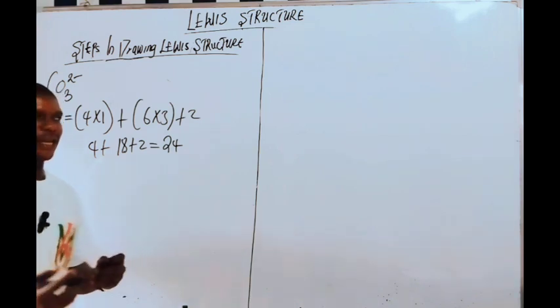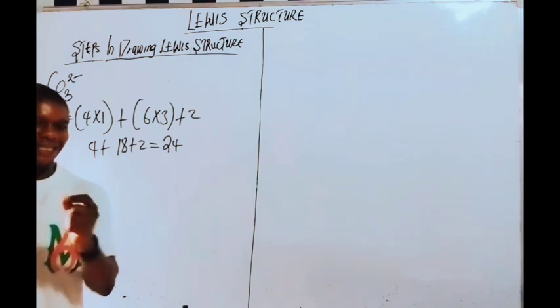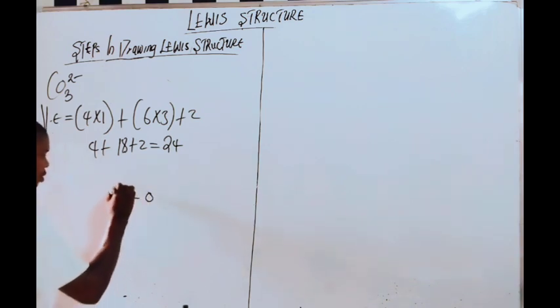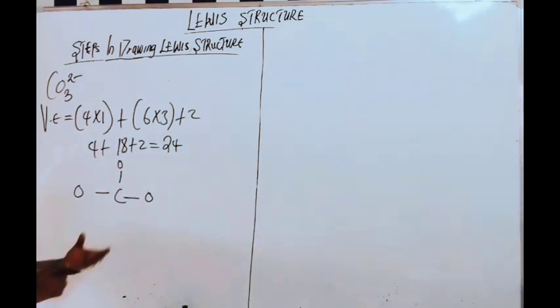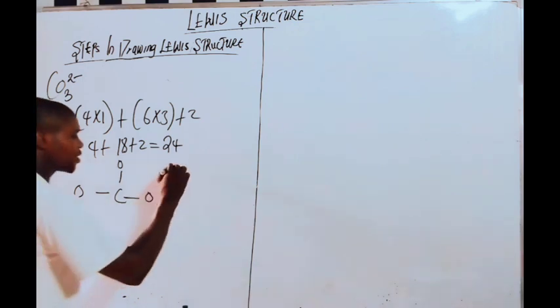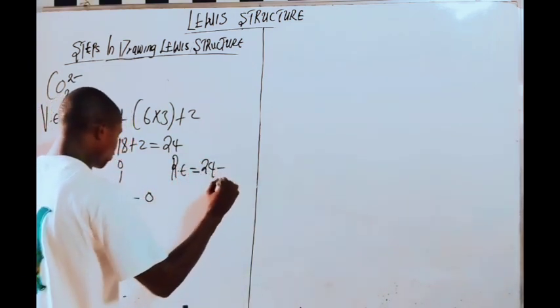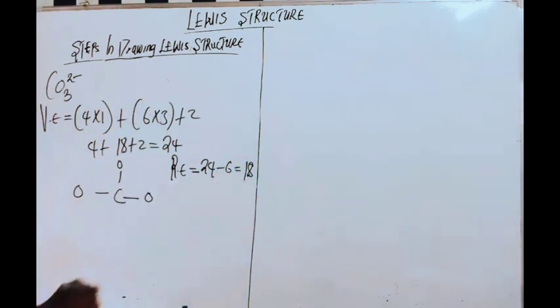And how do you draw the skeleton here? By placing carbon at the center as the center atom, while the 3 oxygens will be the side atoms. So it's going to be carbon here, with 1, 2, 3 bonds. For me now, I've used 6 electrons already because here we have 3 bonds. So the remaining electrons are 24 minus 6, which gives me 18 electrons.